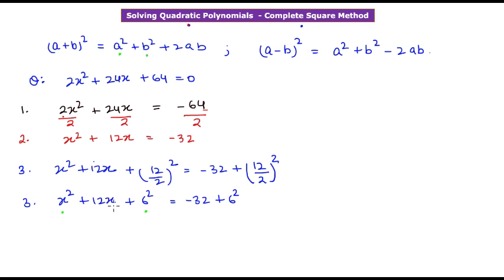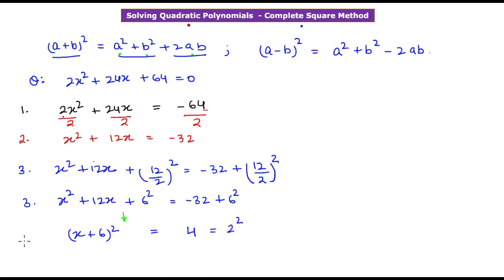And the term 12x can simply be written as 2 times 6 times x, which is similar to the term 2ab. So that means I can simply rewrite my entire expression, and the left hand side can be converted to (x + 6) whole square. I'm just making use of the standard identity that I have written here. And this is equal to, when you solve this mathematics, 4, which can be said to be equal to 2 square.